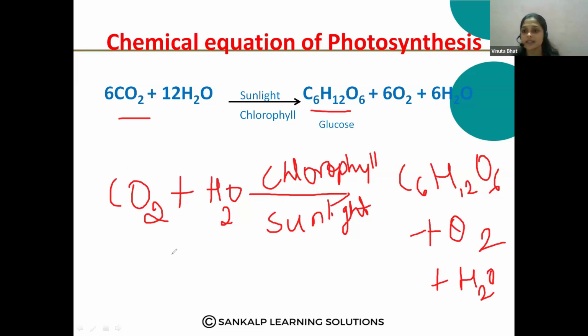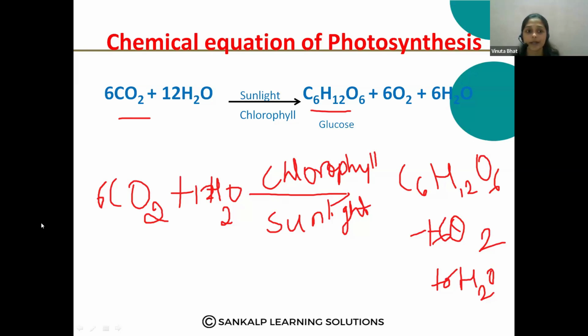So this is the chemical equation of photosynthesis, but you have to balance this equation. Already you have studied in chemistry how to balance a chemical reaction. Here the chemical reaction must be balanced, right? There must be an equal amount in the reactants and the products, so what should we do? Here 6CO2, 12H2O, then here 6 oxygen and 6H2O. If we write this, the equation will be completed.